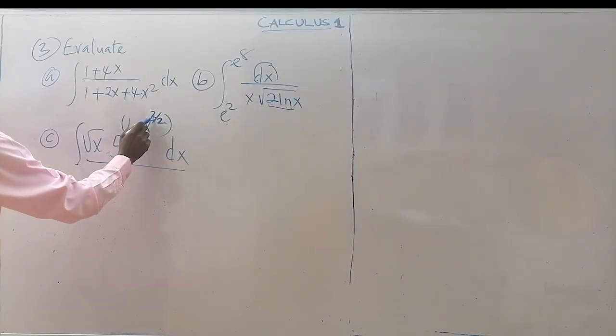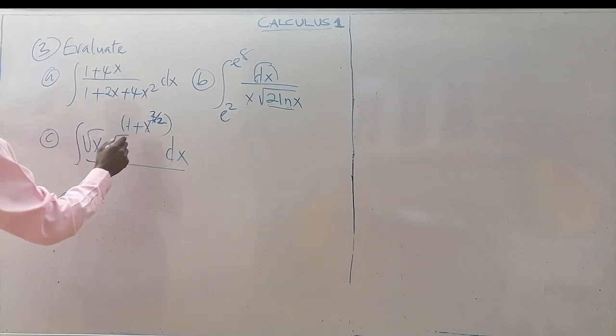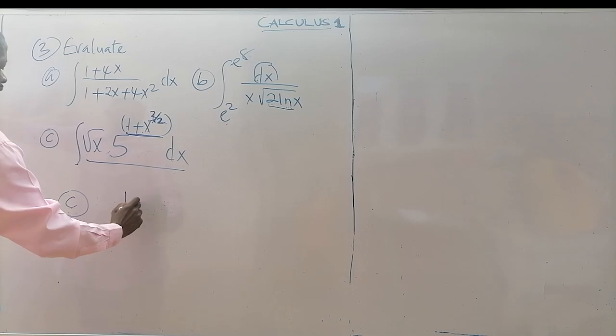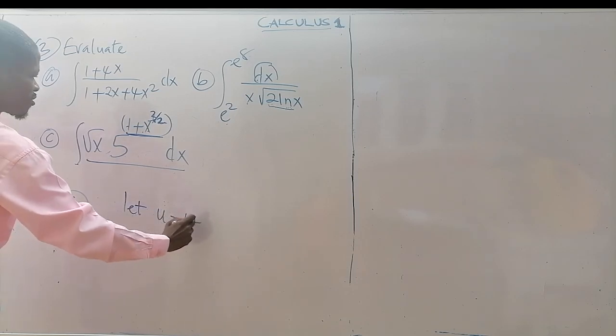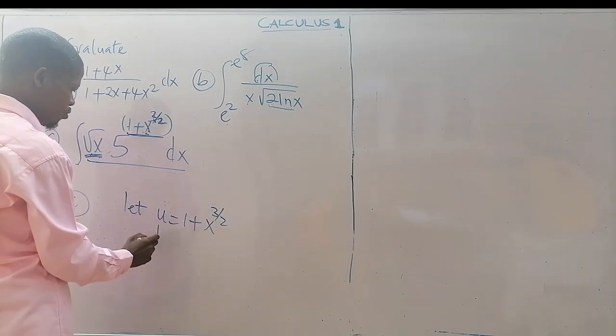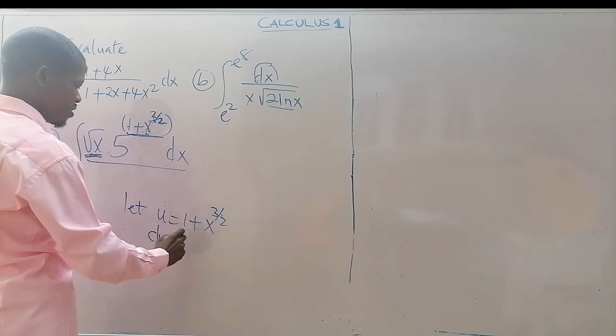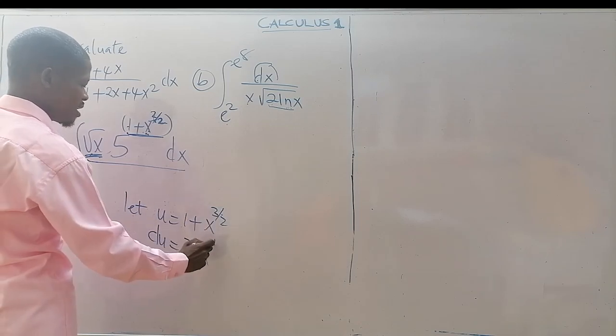The third one, we have the integral of this function. And this one, please, that is 3 over 2, 1 plus x to the power 3 over 2. So we're going to substitute for this power. So let u be equal to 1 plus this. Let's get du, and that will be equal to, the power will come to the front, 3 over 2, power minus 1, that's half.